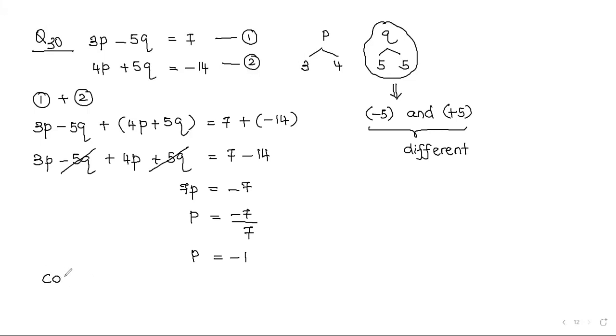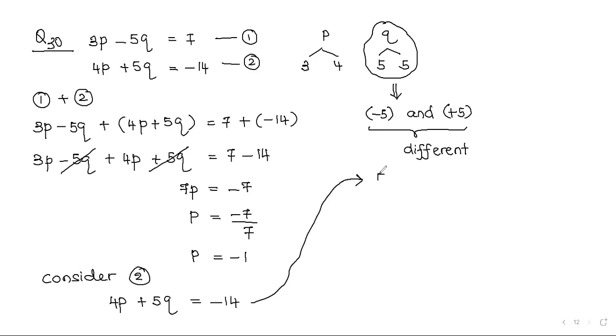After finding the P value you want to consider one of the equations. Here I will take equation 2, though I am telling again and again that there is no hard and fast rule about which equation you pick for the second calculation. You can select anything, right? So then what I do here, I keep 5Q on one side and send the 4P to the other side. Negative 14 minus 4P. Okay.